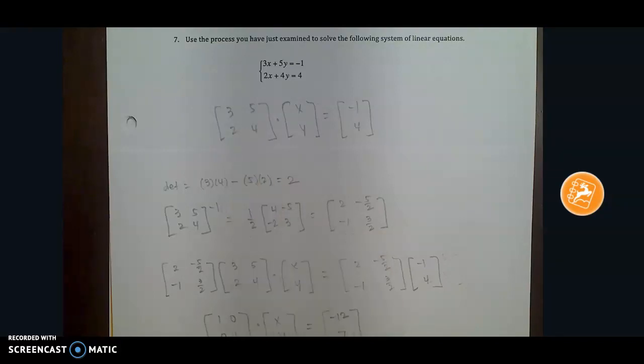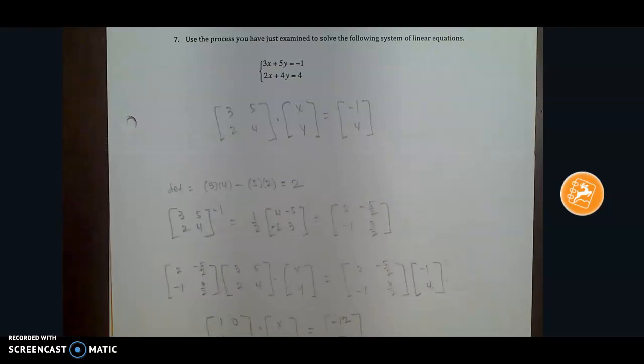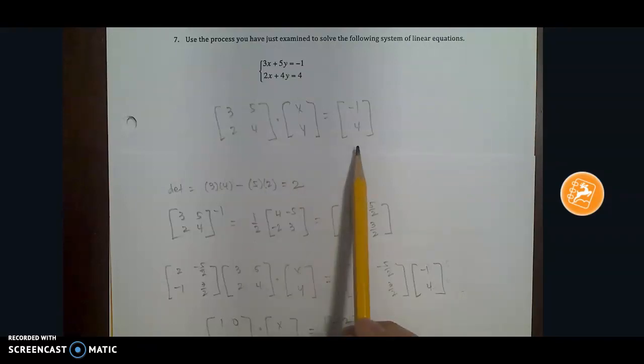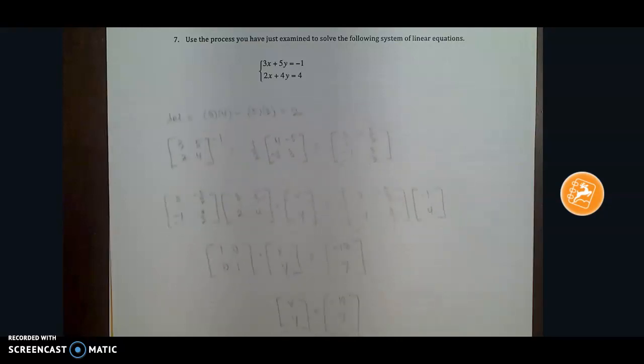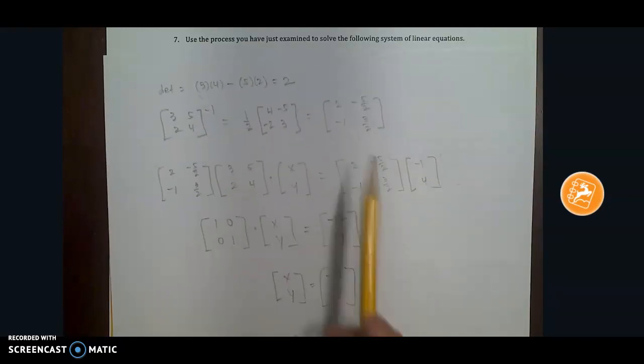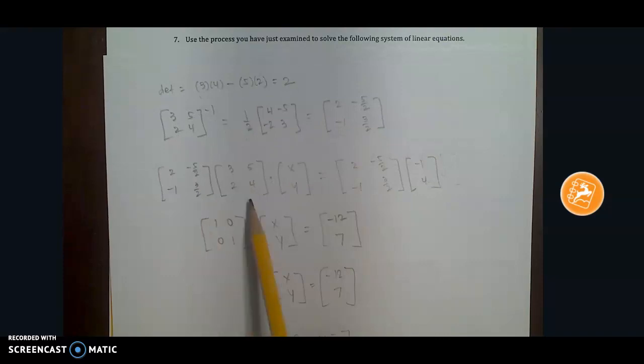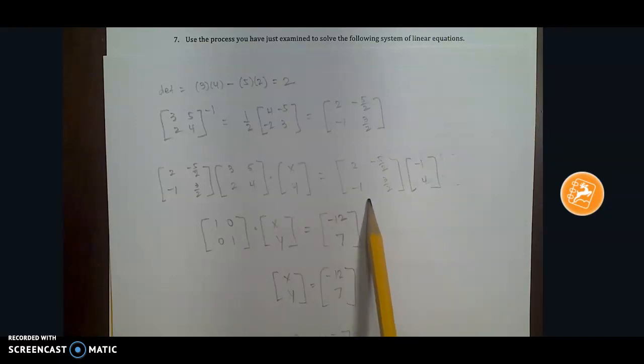Once we have that, we are now going to take that inverse matrix and multiply it to both sides of this equation. That's the next step. Here's that inverse matrix multiplied to the coefficient matrix. Here's that inverse matrix on the other side of the equal sign multiplied by the solution matrix.